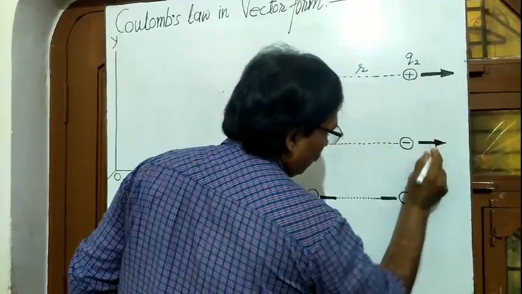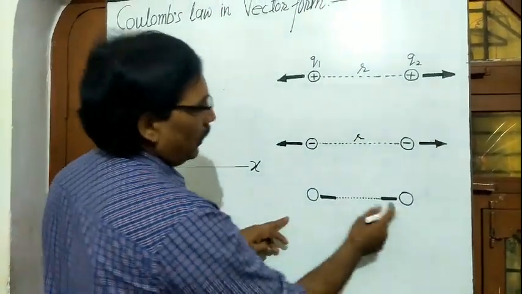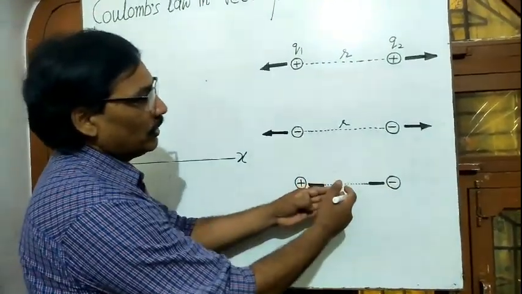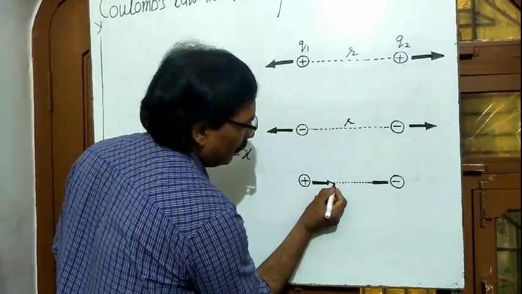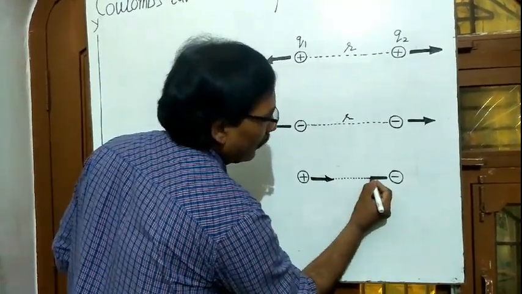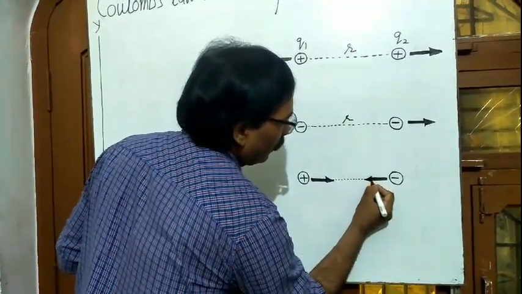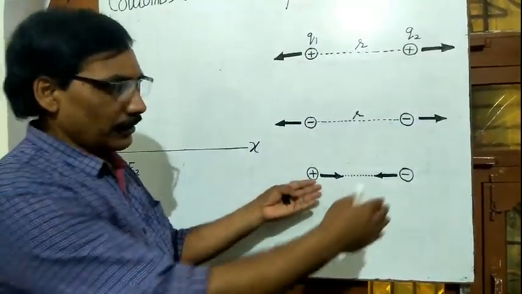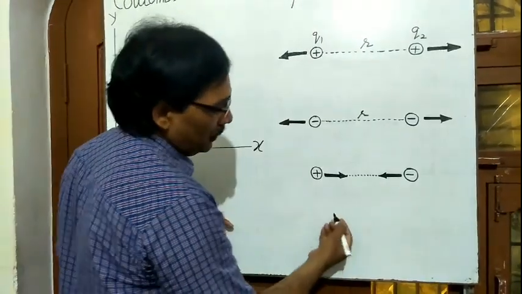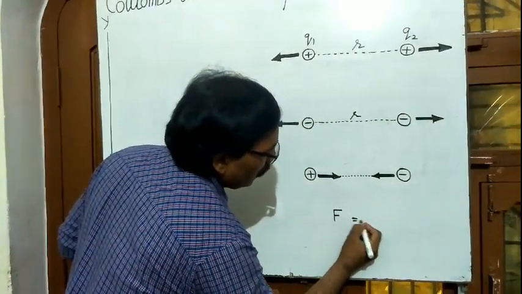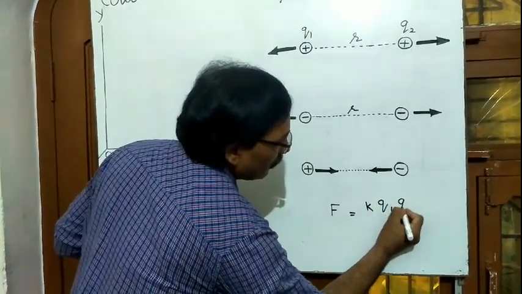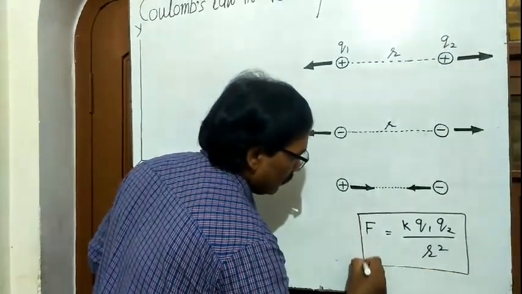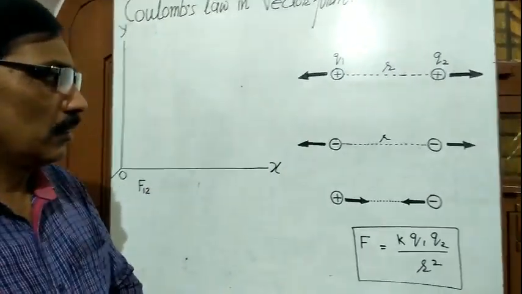Now in this case, these two charges are of opposite nature, this one is plus and this one is minus. So they will attract each other. So if same nature, there is repulsive force, and if they are opposite, they attract each other. And the magnitude of this force is given by this formula: F is equal to K Q1 Q2 by R square. You know it? This is the magnitude of the force.